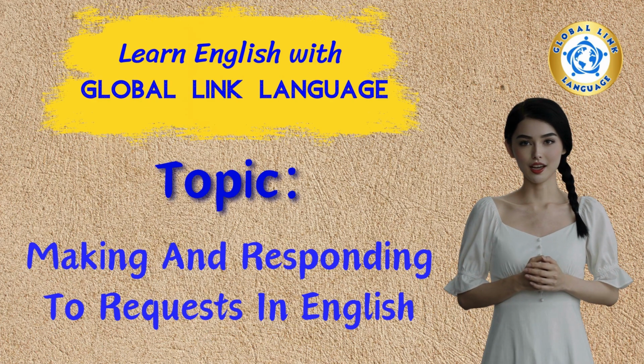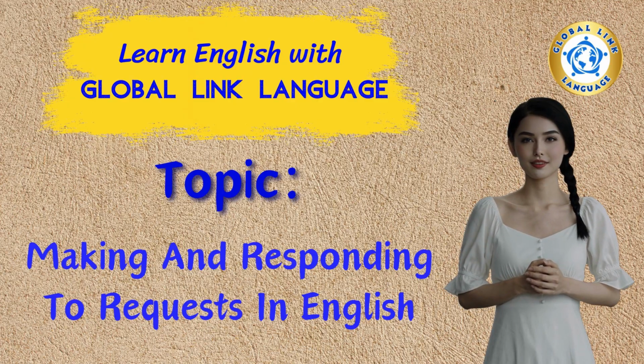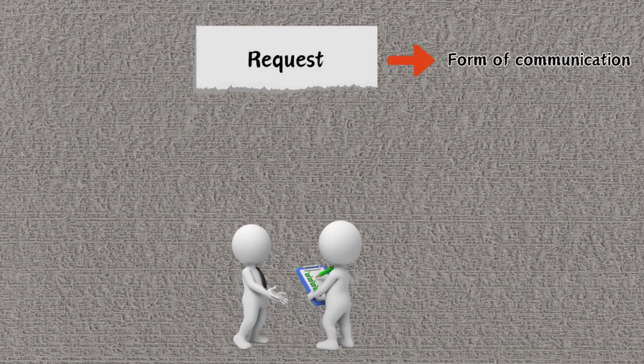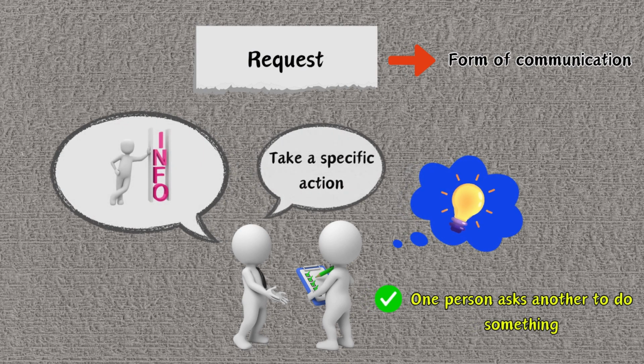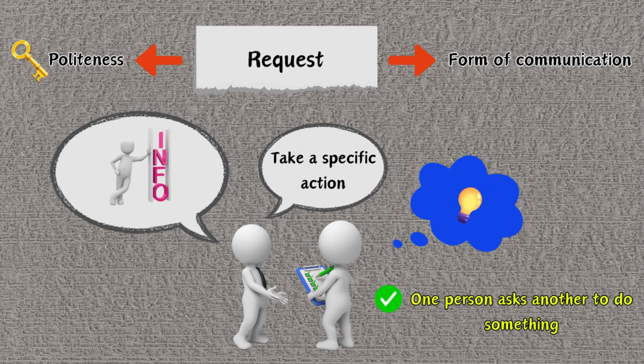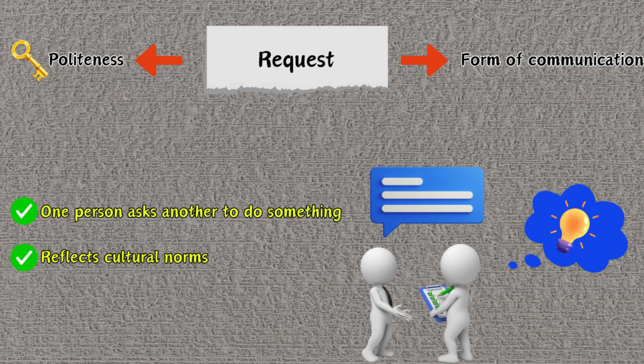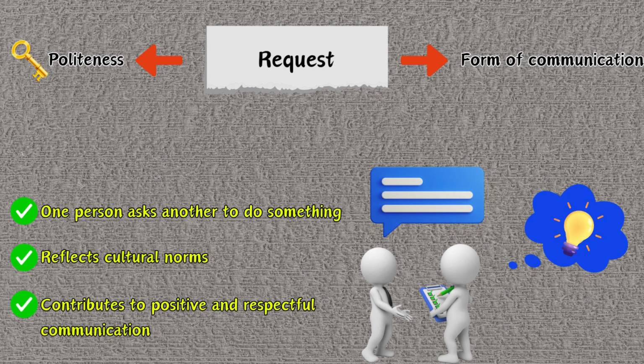First things first, let's understand what a request is. A request is a form of communication where one person asks another to do something, provide information, or take a specific action. Politeness is key when making requests in English. It not only reflects cultural norms, but also contributes to positive and respectful communication.